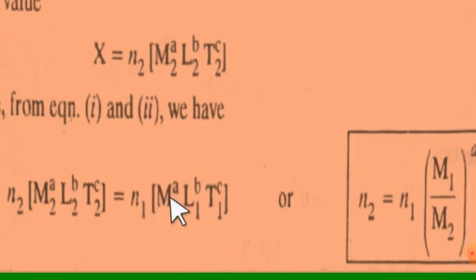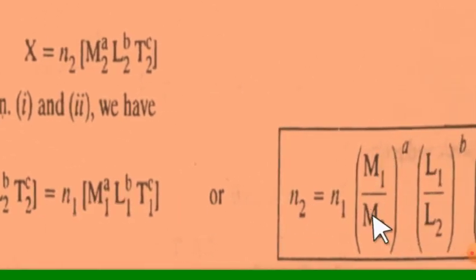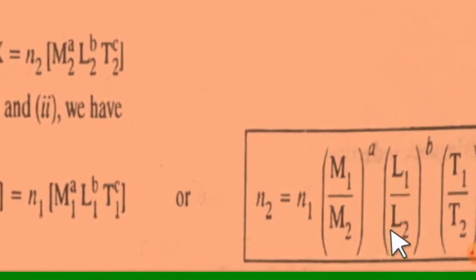Then M1 and M2 have the same dimension, so we can express these as M1 by M2, L1 by L2 to the power B, T1 by T2 to the power C. So N2 is equal to N1 into M1 divided by M2 to the power A, L1 by L2 to the power B, T1 by T2 to the power C, where A, B, C are the dimensions in mass, length, and time.